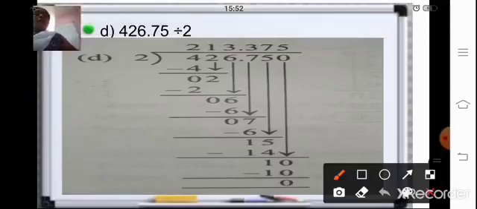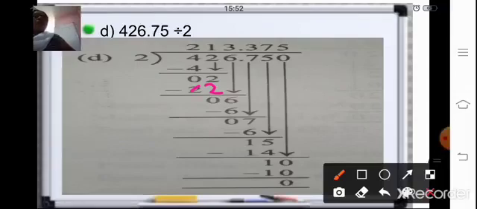426.75 divided by 2. Here 2 2s are 4. 4 minus 4 is 0. Bringing this 2 down, 2 1s are 2. Actually, 2 should be written here and not here. 2 minus 2 is 0. Bringing this 6 down, 2 3s are 6.